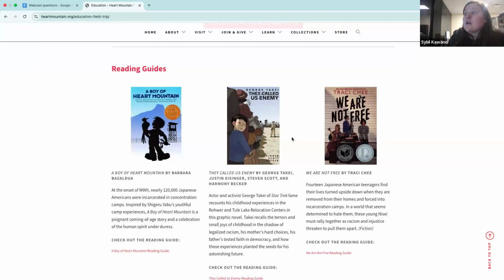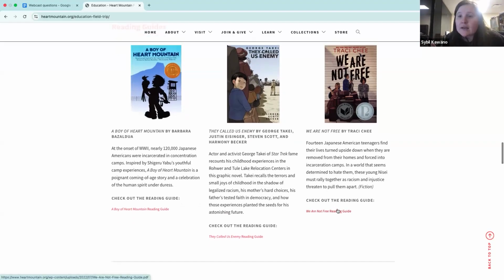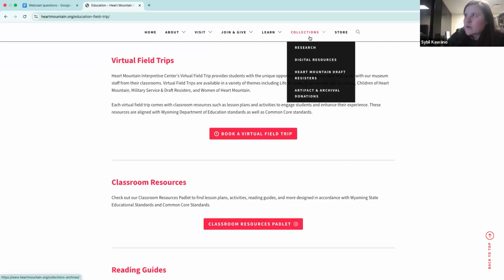I cannot remember the name of that, but if you're looking for graphic novels for your class, and I think middle schoolers do really well with graphic novels, there are a few to select from. And then for high schoolers, there's We Are Not Free by Traci Chee. All three of these books come with a reading guide. So as you read, you can go through the guide with your class. But then I also want to talk about some other resources.